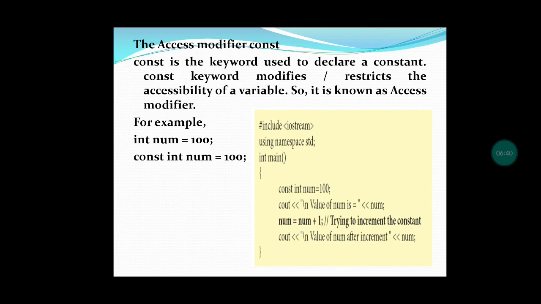In this program they have given const int num equal 100 and they are printing the value num. After that they have incremented the value, num equal to num plus 1. Num is constant. We can't increment that by 1. So this program will show the error because constant value remains the same. It will not be changed. If you want to increase, we can't increase. That's why it shows an error.